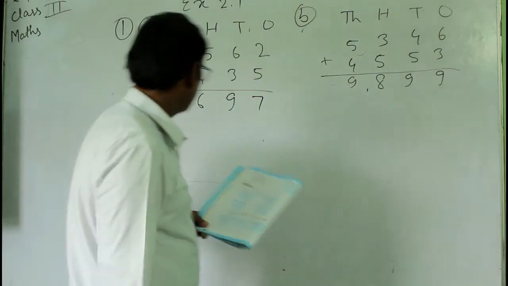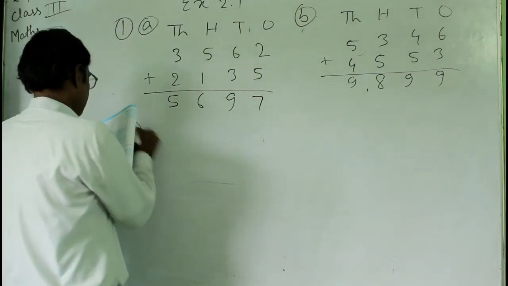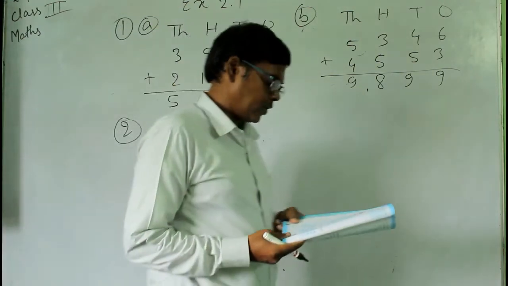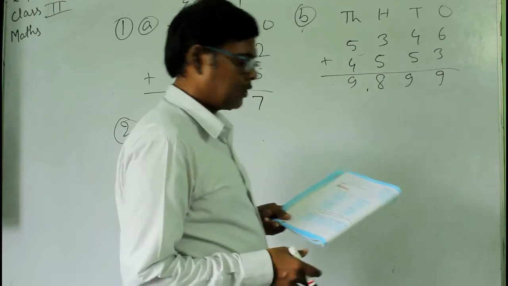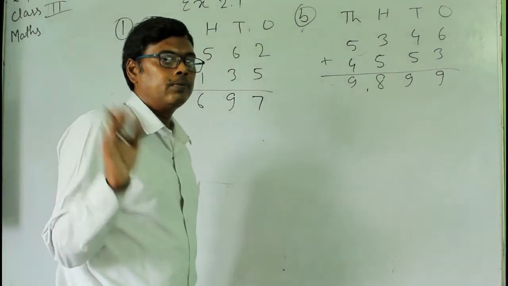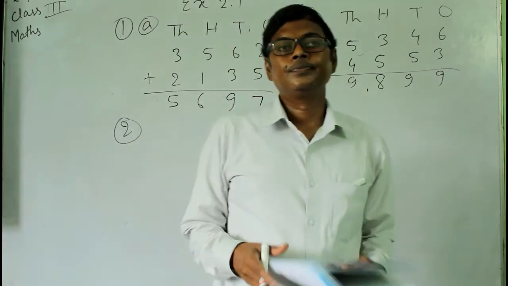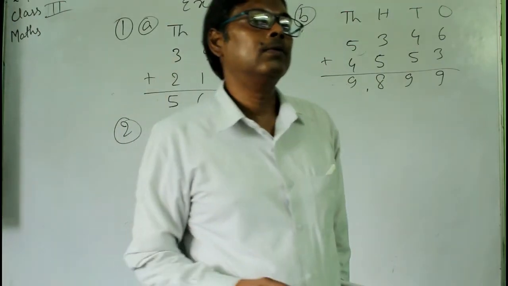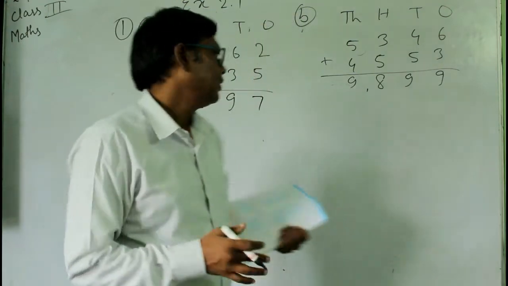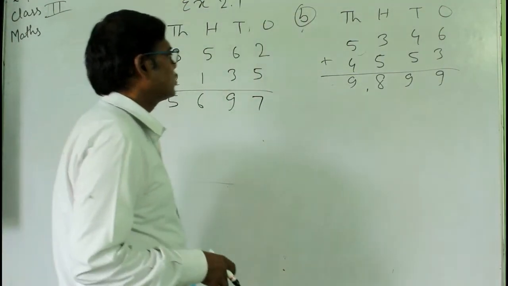Now question number 2. Write each of the following in expanded form and add. है ना, इनको क्या करना है कि we have to add these two numbers by expanding, है ना. पहले क्या करना पड़ेगा, नंबर को expand करना पड़ेगा. expand का मतलब क्या करना, बड़ा करना पड़ेगा. Okay, so how will you expand the number?